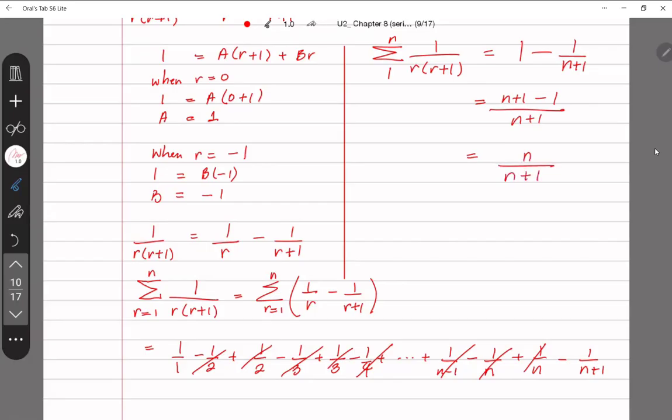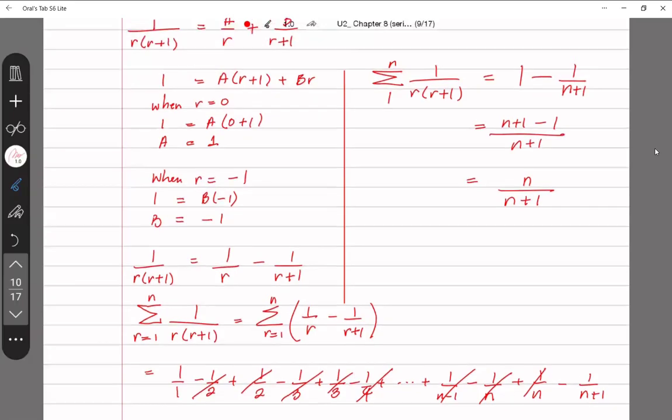The summation of the series 1 over r into r plus 1, from r is equal to 1 to r is equal to n, using the method of difference, is n over n plus 1.